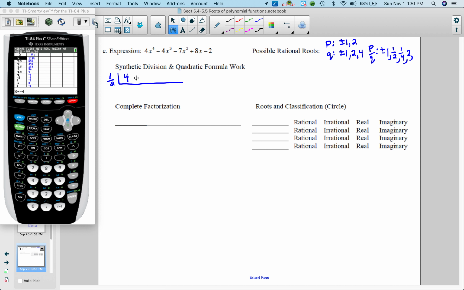So I'm going to have a 4, a -4, a -7, an 8, and a -2. So I bring the 4 down. Half of 4 is 2, and then I add. Half of -2 is -1. Half of -8 is -4, and half of 4 is 2, and I get a 0.